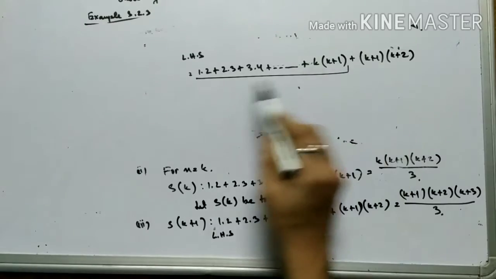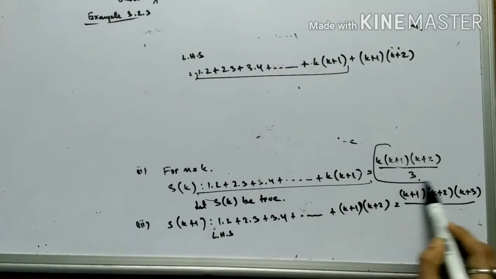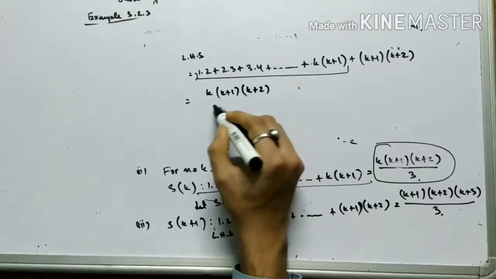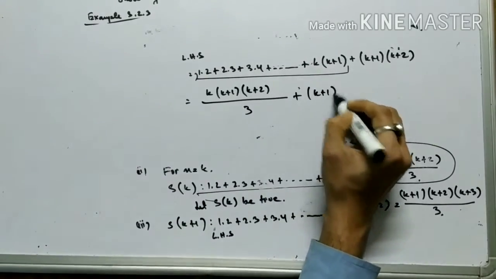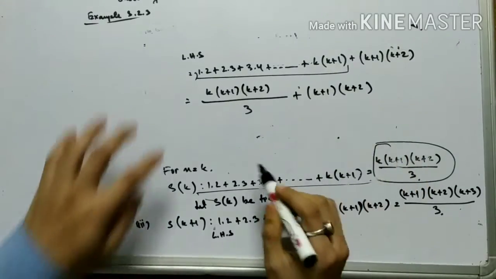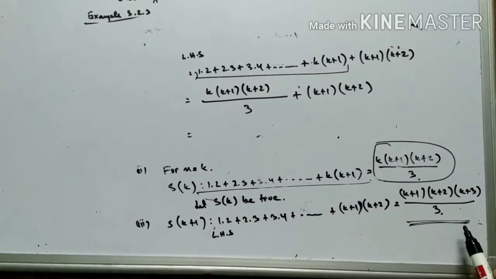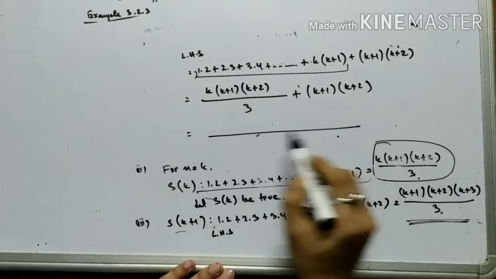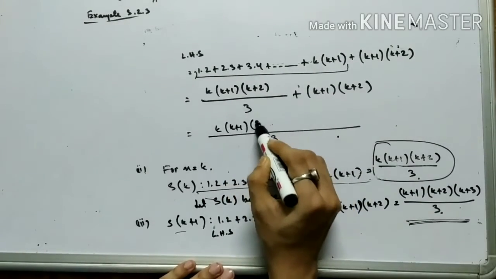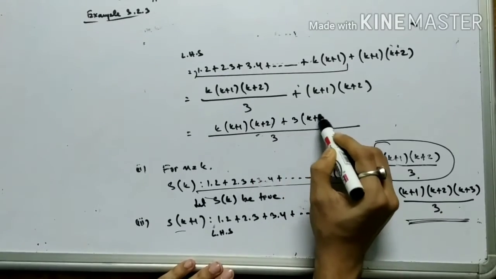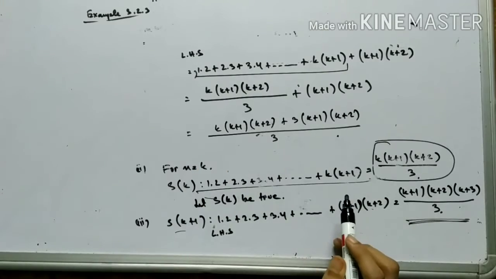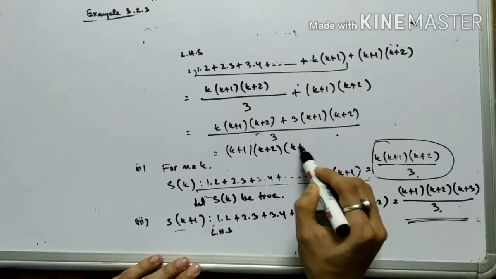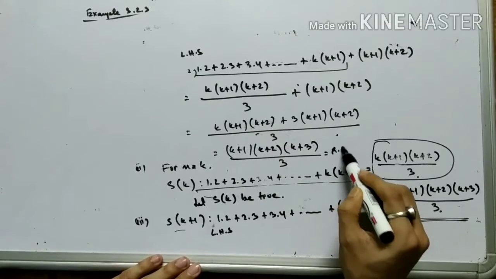Now this value I have already said equals this one, so I will put it here: k into k plus 1 into k plus 2 by 3 plus k plus 1 into k plus 2. This equals, I will have to bring the right hand side of k plus 1. So if I take the LCM, I will get k plus 1 k plus 2 plus three times k plus 1 k plus 2, all by 3. Now from here k plus 1 and k plus 2 I can take common. So k plus 1, k plus 2, k plus 3 by 3, which equals our RHS.